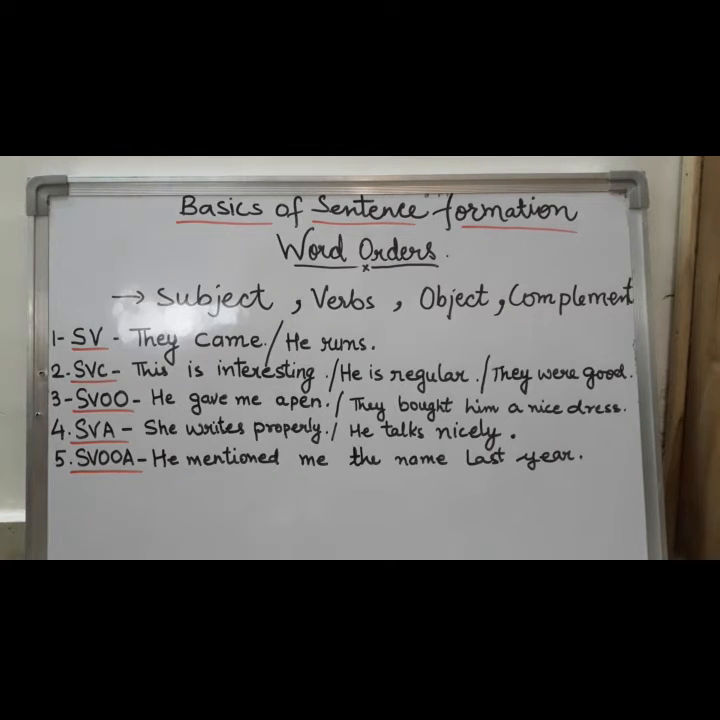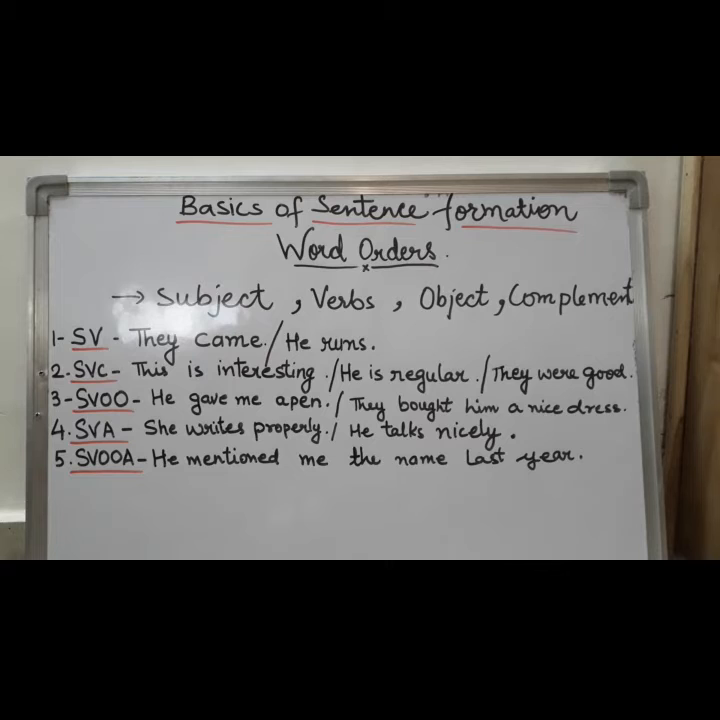First is SV, when you use only subject and a verb, then the meaning is complete. You can say like, they came, he runs. So here you are not using any other thing, you're just using a subject and a verb. Let's see the second one, SVC. When you use subject, verb, and complement, it is SVC word order. This is interesting. He is regular, they were good.